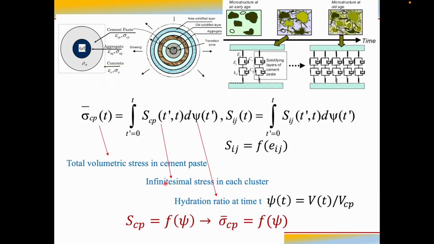dσ_CP is the infinitesimal stress in each cluster, and phi, as we know, is the hydration ratio at the time, and sigma CP is the total stress. From here, σ_CP dφ, we can understand that the stress in each cluster depends on the hydration ratio, and so the total stress on the cement paste also depends on the hydration ratio at any time.